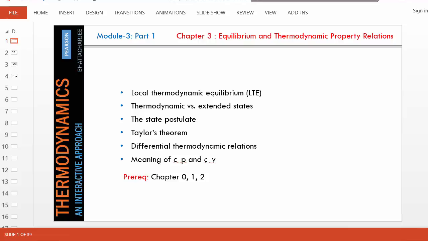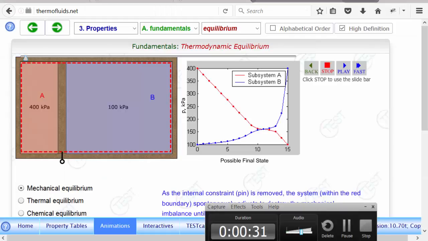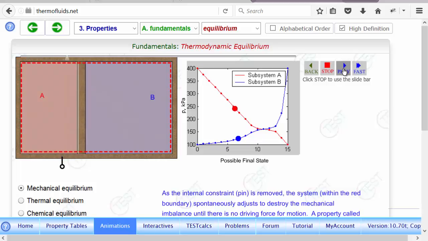So let's begin with an animation. In this animation, we have a system, a composite system described by this red boundary. It has two subsystems A and B. Let's consider A is a gas at a pressure 400 kPa, B is another gas at a pressure 100 kPa. If this pin is removed, we pretty much know what's going to happen. So let's play the animation and then discuss this a little further.